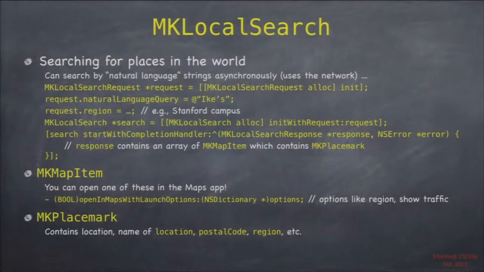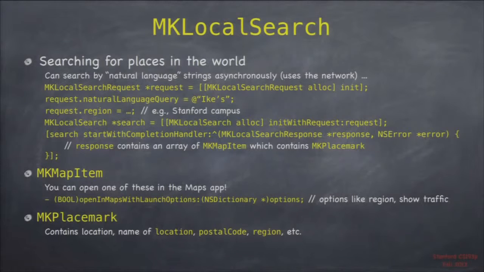This basically lets your user specify a natural language query. Like here, I might create a search request for Ikes, okay? And I might search in a region, which is Stanford campus. And then I fire this off. Of course, this is going to go over the network. Not all this information is on your device. It's going to go over the network. It's going to do a fetch, it's going to figure this out, it's going to return to you and call you this completion handler. So you do it with a completion handler, it'll call the completion handler later.